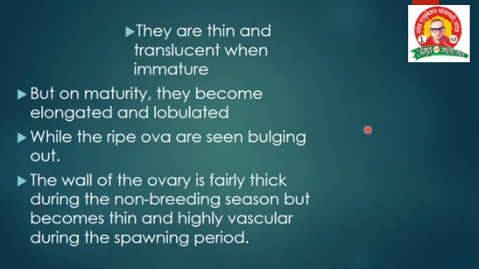But in the maturity season, that is June, July, August, they become elongated and lobulated, while the ripe ova are seen bulging out. The wall of the ovary is fairly thick during the non-breeding season. Non-breeding season means which months? August, September, November, December. This is the resting phase. But it becomes thin and highly vascular during the spawning period, the months of June, July, August.